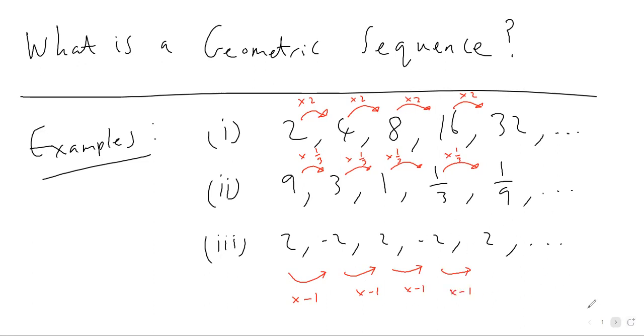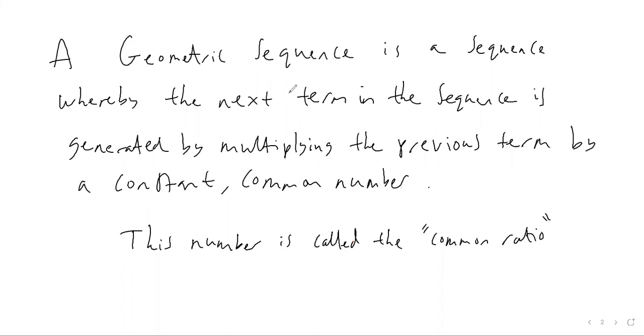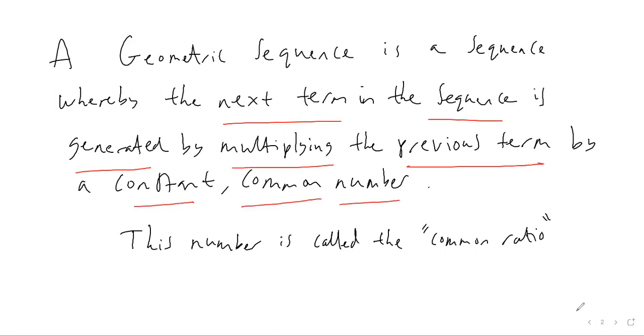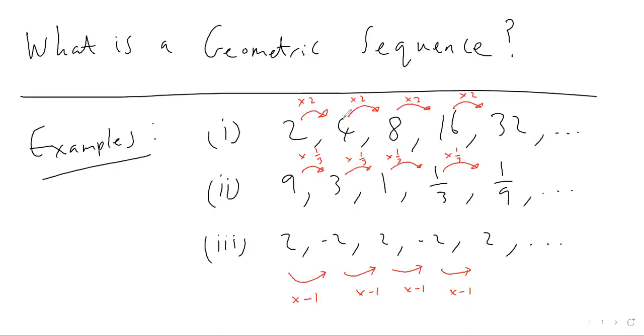So what is a geometric sequence then? A geometric sequence is a sequence whereby the next term in the sequence is generated by multiplying the previous term by a constant common number. Basically, if we go back to these sequences here, we're multiplying the previous term by the same number each time in order to generate the next term. So this one, we've got a number 2 that we're multiplying by each time, a third in the second one, and in the last one we're multiplying each time by -1.